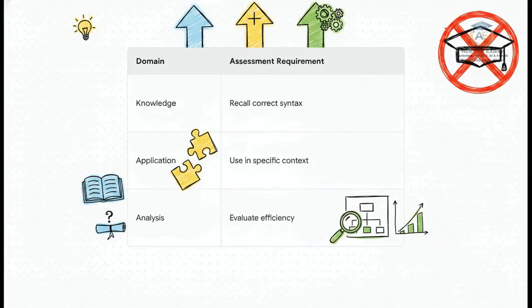Can you take that syntax and actually use it in the specific context of the exam question? And column 3, this is the hardest one, is analysis. Can you evaluate the efficiency of your code? Can you explain exactly why a conditional repeat until loop is better for this specific data set than a fixed for loop? If you only ever hit column 1, you're severely capping your grade.